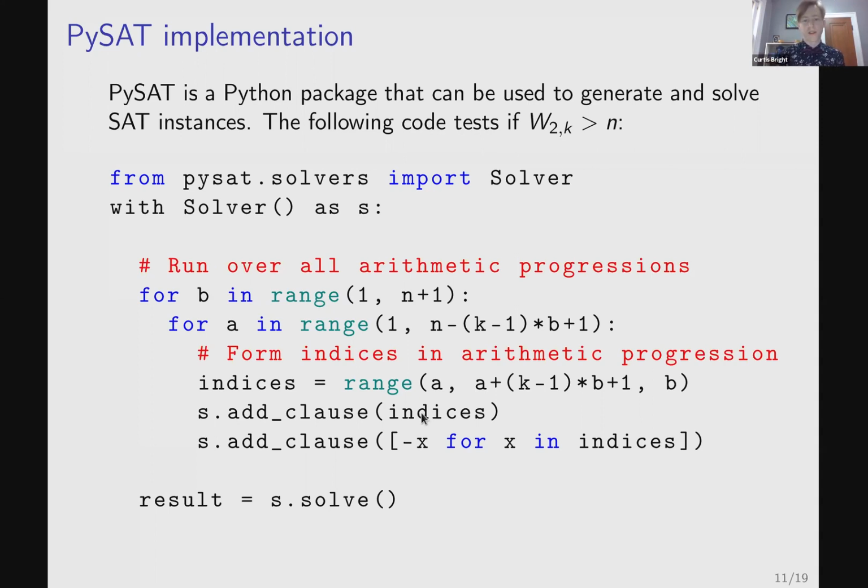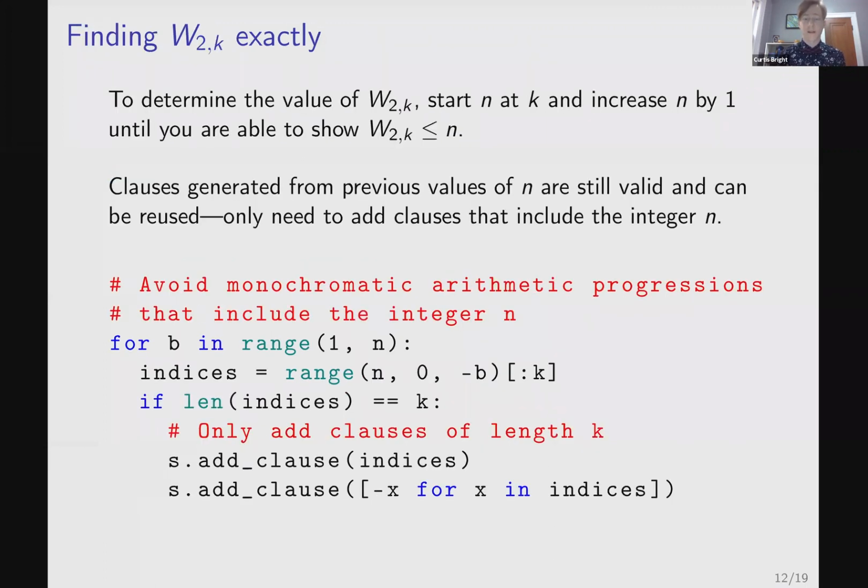The first one tells us at least one of these indices is red, and the second one says at least one is blue. And then once we've generated all the clauses, we call s.solve. The result will be either true or false. True means we have an explicit assignment, and false means there is none. It's unsatisfiable.